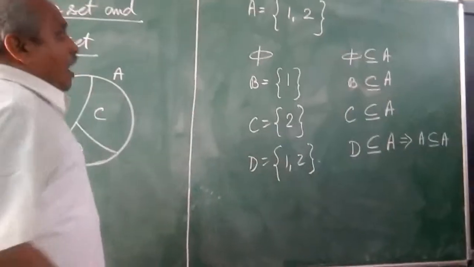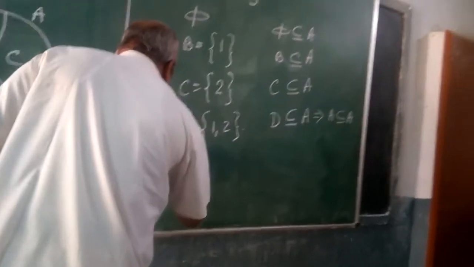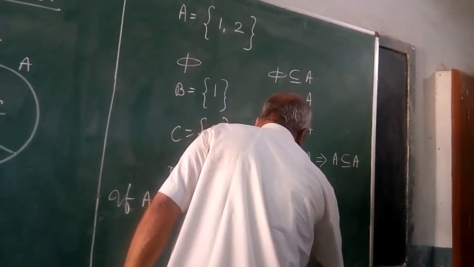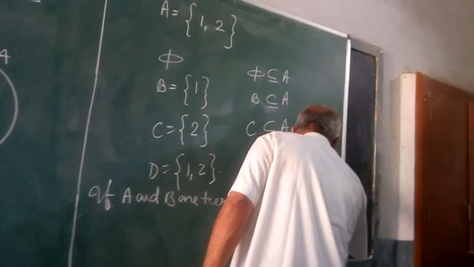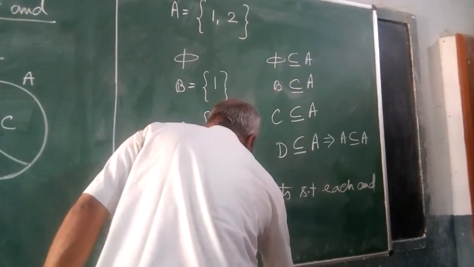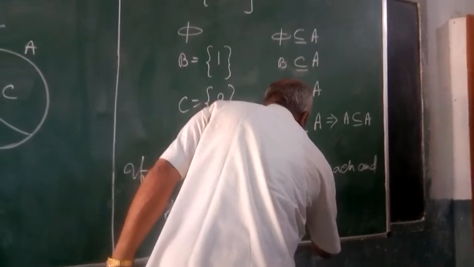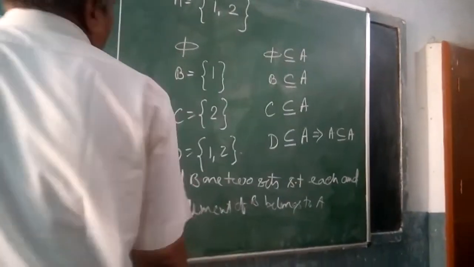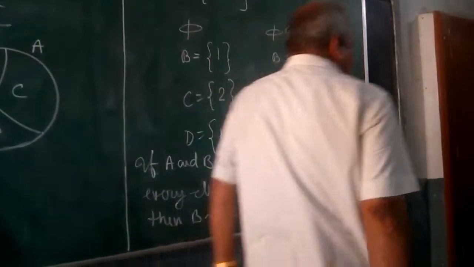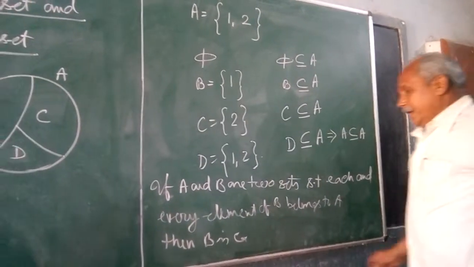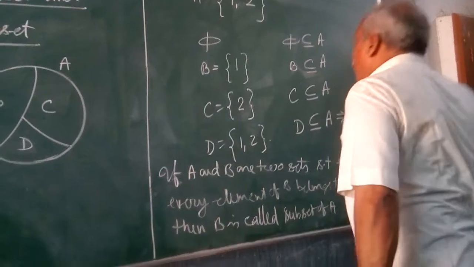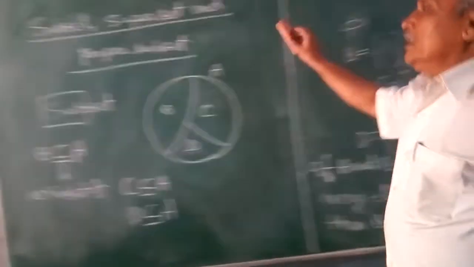Okay. Therefore, how will we define it? If A and B are two sets such that each and every element of B belongs to A, then B is called a subset of A. Okay. This was the definition of subset.